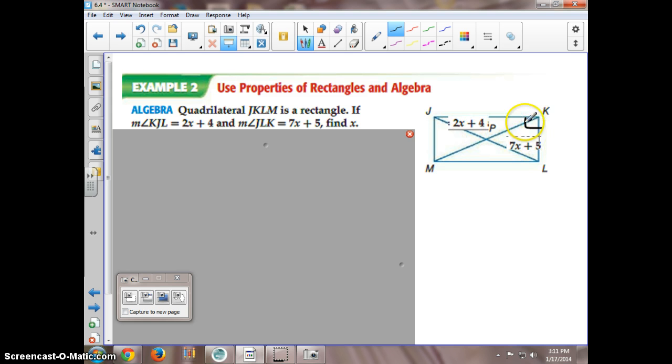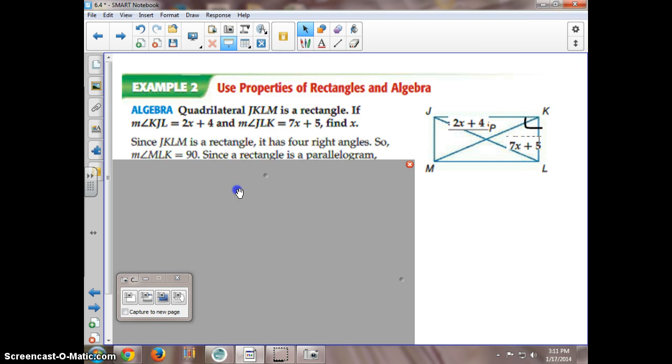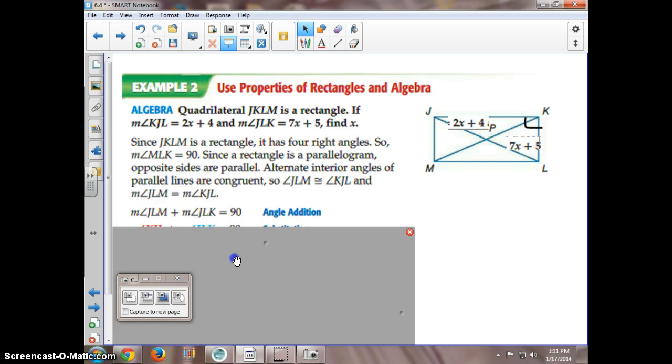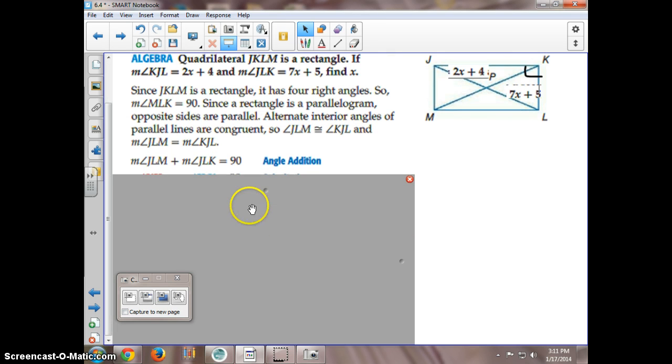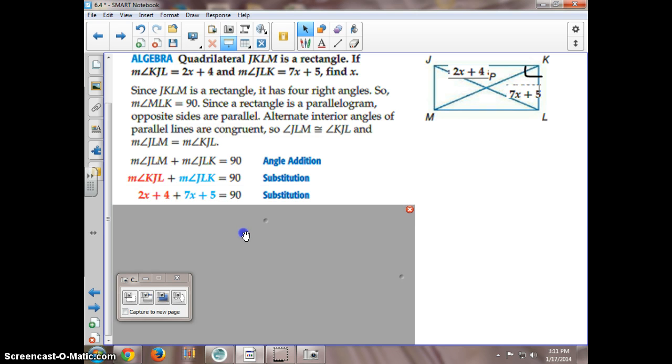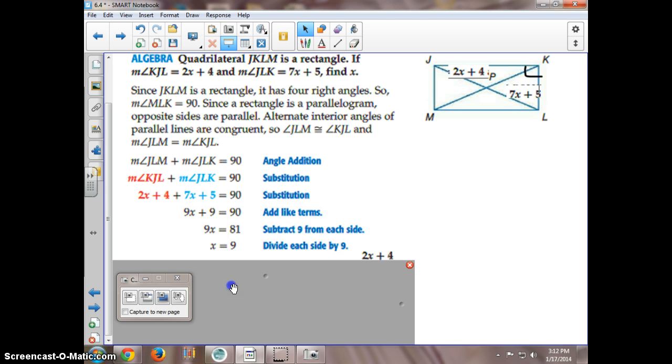Well, and to be a rectangle, we know that this angle up here is a right angle. And since this is a right angle, we know that these two angles must add up to 90. So we can use that to do some algebra. Those two angles will add up to 90, so we can say 2x plus 4 plus 7x plus 5 equals 90, and we can solve from there. So x will equal 9.